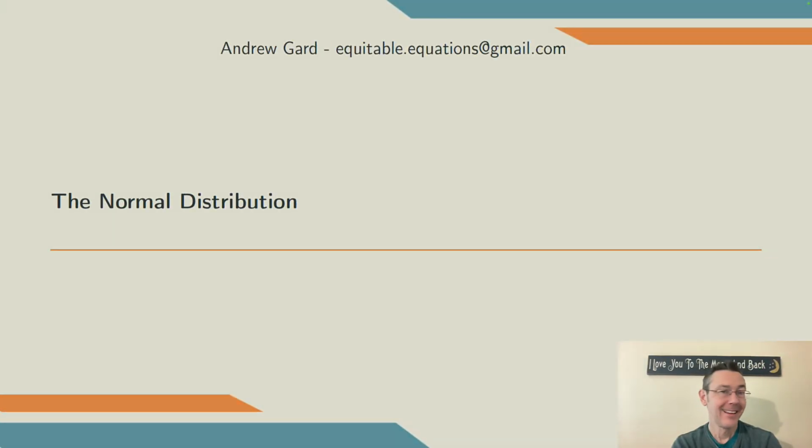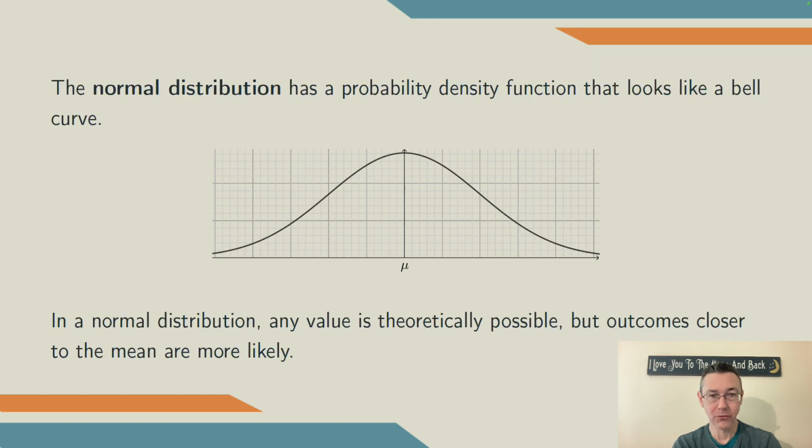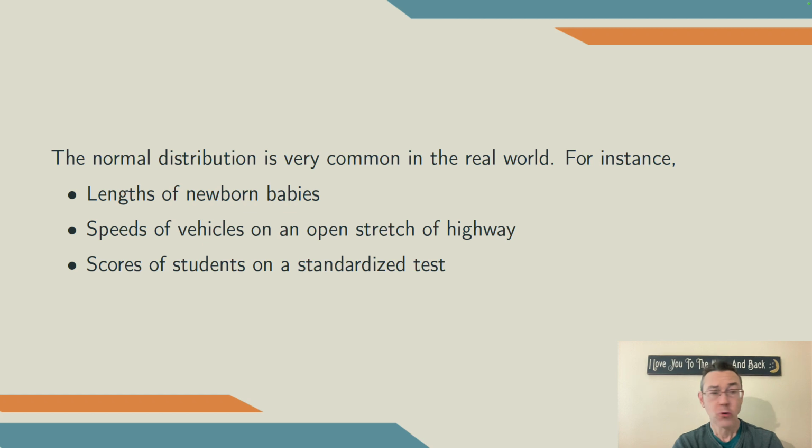Hey everybody. Today we're talking about the normal distribution. Here we're in a situation where we have a continuous random variable with a density function that looks like a bell curve, like what I have pictured here. In a normal distribution, any value is theoretically possible, but outcomes closer to the mean are much more likely. Normal distributions are incredibly common in the real world.